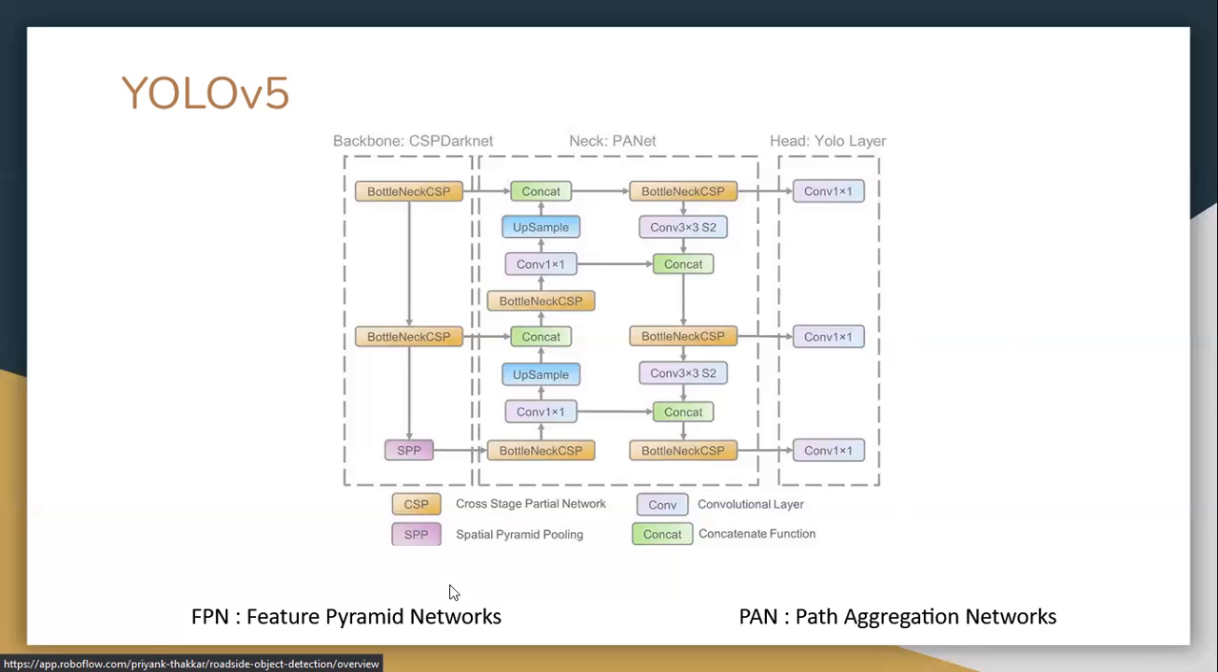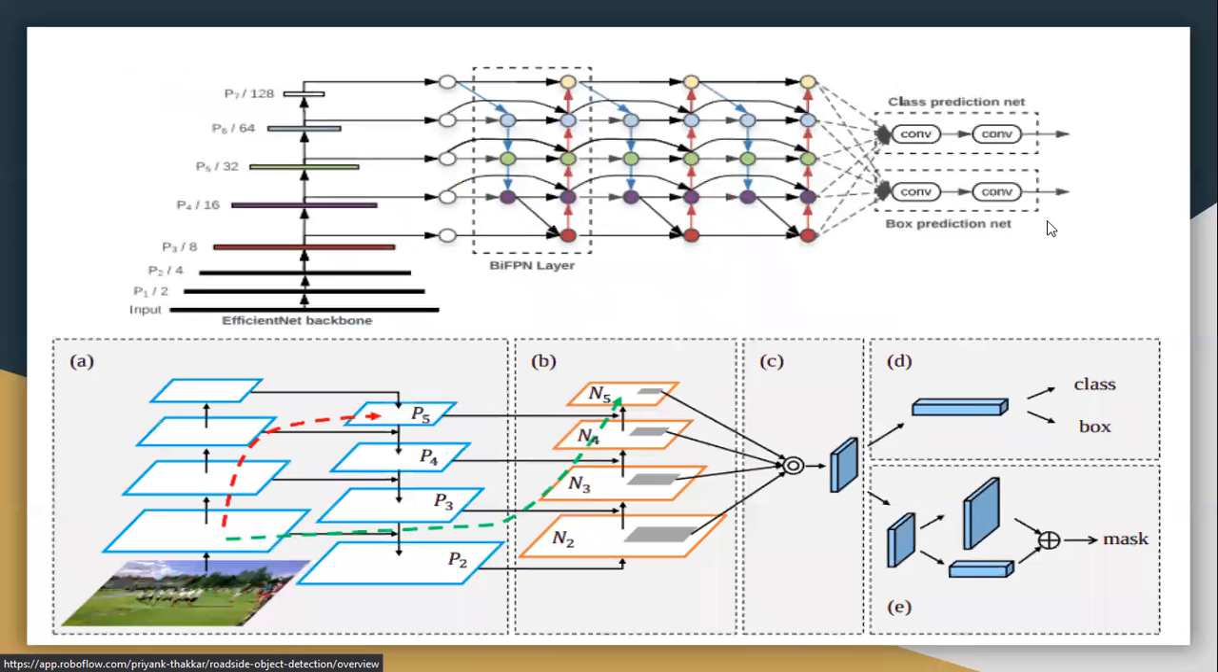Now we're going to discuss what FPNs and PANs are, what this portion looks like, and why they do that. As you can see over here, it uses the backbone, then the FPN layer, and at the end, it gives the output with hidden layers connected to it. And at the end, it gives the final output.